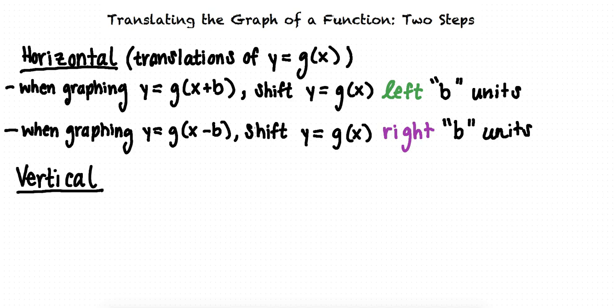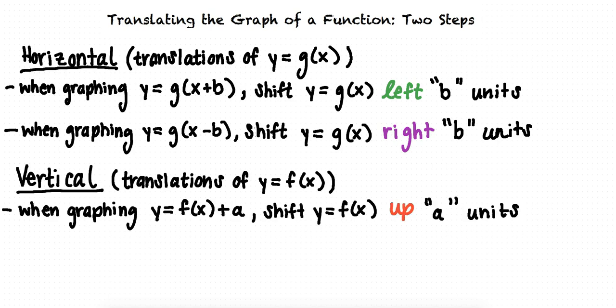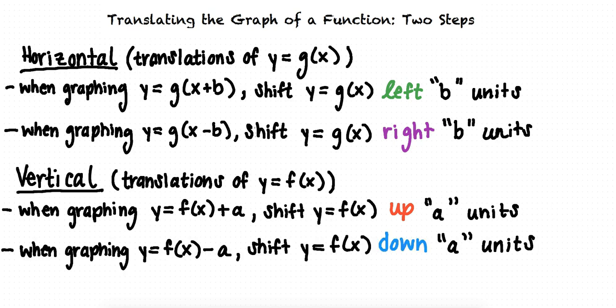These rules cover vertical translations of the equation y equals f of x. When graphing the equation y equals f of x plus a, we must shift the graph of the equation y equals f of x up the amount of a units. When graphing the equation y equals f of x minus a, we must shift the graph of the equation y equals f of x down the amount of a units.